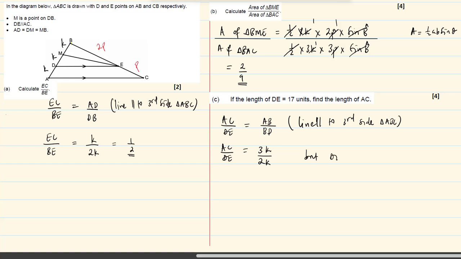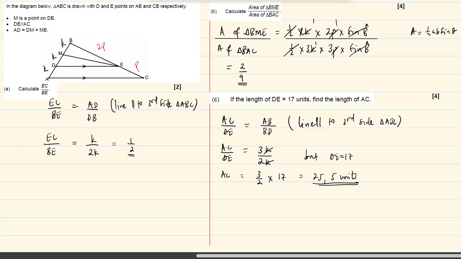But we are given that DE is equal to 17 units. So AC is going to be, and this cancels out, 3/2 multiplied by DE. And we've just said that DE is equal to 17 units. So I'm going to replace that with 17. And that's going to give us 25.5 units. And so that's the length of AC.